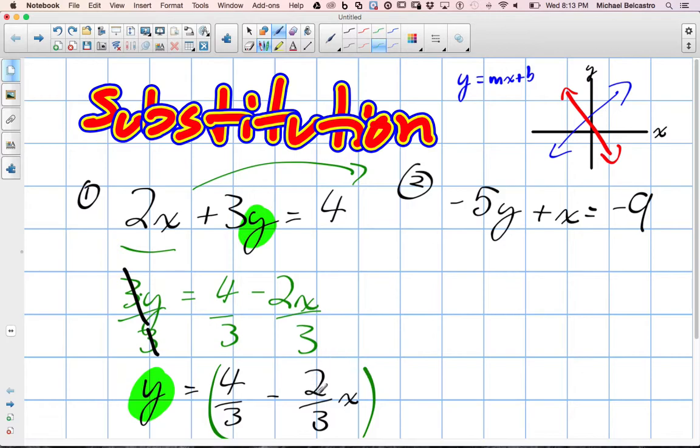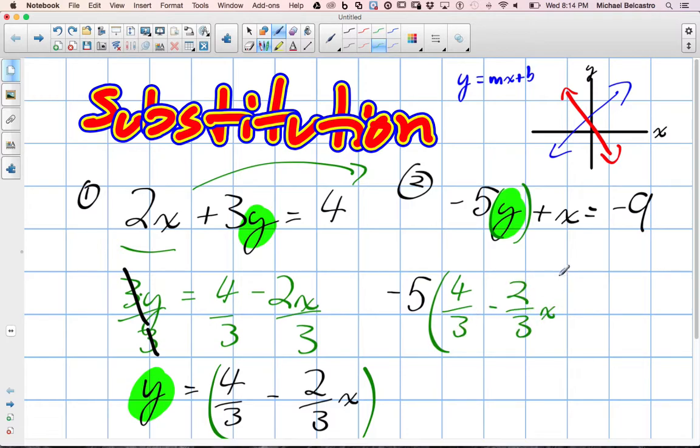Kind of a weird thing to be equal to. But what we can do now is take this and plug it in for the y in the other equation. That was the whole reason we isolated in the first place, so that we can replace the y with what we have over here. So we go into equation 2. Equation 2 reads negative 5 times whatever was in the brackets. Whatever was in the brackets was 4 over 3 minus 2 over 3x.